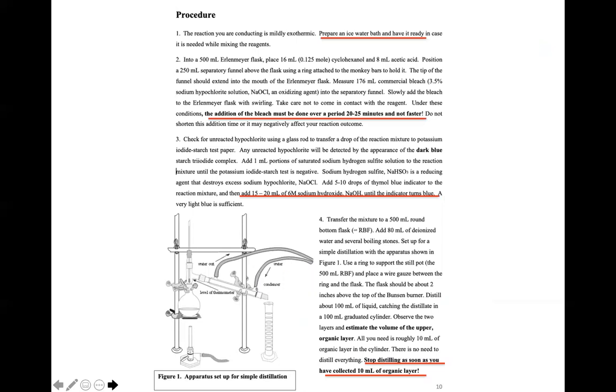So the important thing here is that when you add the bleach from the sep funnel to the other two reagents, it must be done over a period of 20 to 25 minutes. It must. Okay. If you do this quicker, your reaction is not going to pan out well. It's probably not going to work out. So this is very important that you open the stopcock of the sep funnel just very slightly so it adds dropwise, 20 to 25 minutes. Definitely don't cut that short.